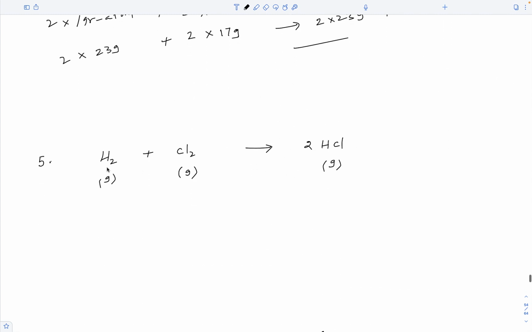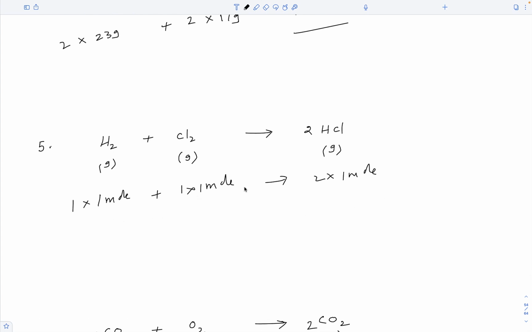Now in this reaction, hydrogen gas reacts with chlorine gas to produce hydrogen chloride gas. Again, 1 mole of hydrogen multiplied by 1 plus 1 mole of chlorine multiplied by 1 produce 1 mole of hydrogen chloride multiplied by 2. From this we can easily figure out their relative weights, and I will leave that as an exercise to you.